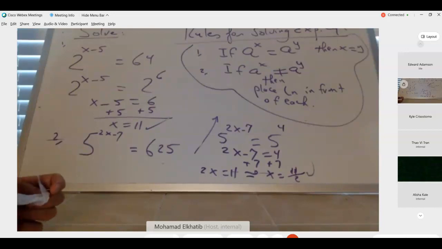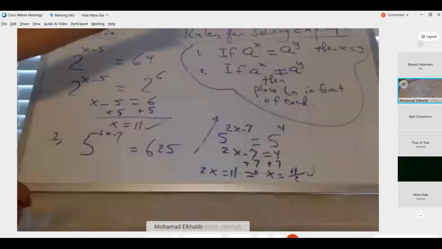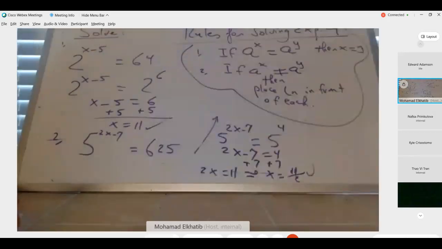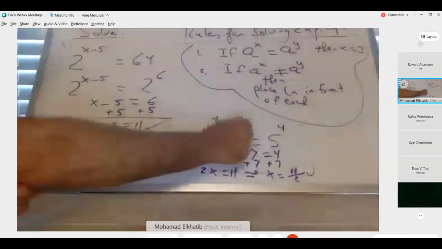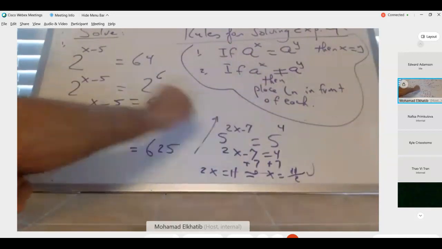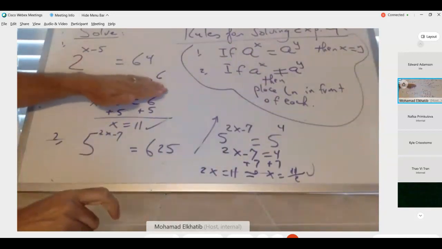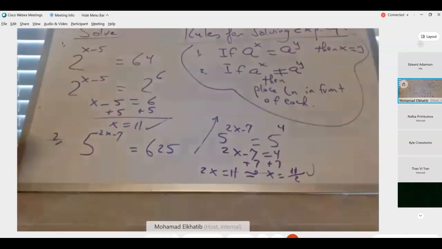In the last example, where the 5 disappeared, you remove the 5s. Look at the rule here. If a to the x equals a to the y, you remove the a, you just make the powers equal to each other. So the 5s go away, you just do x minus 7 equals 4. You only do that if these numbers are the same, like the 2 here. These numbers are the same. I don't mess with the 2s. They go away. I just put the powers equal to each other.